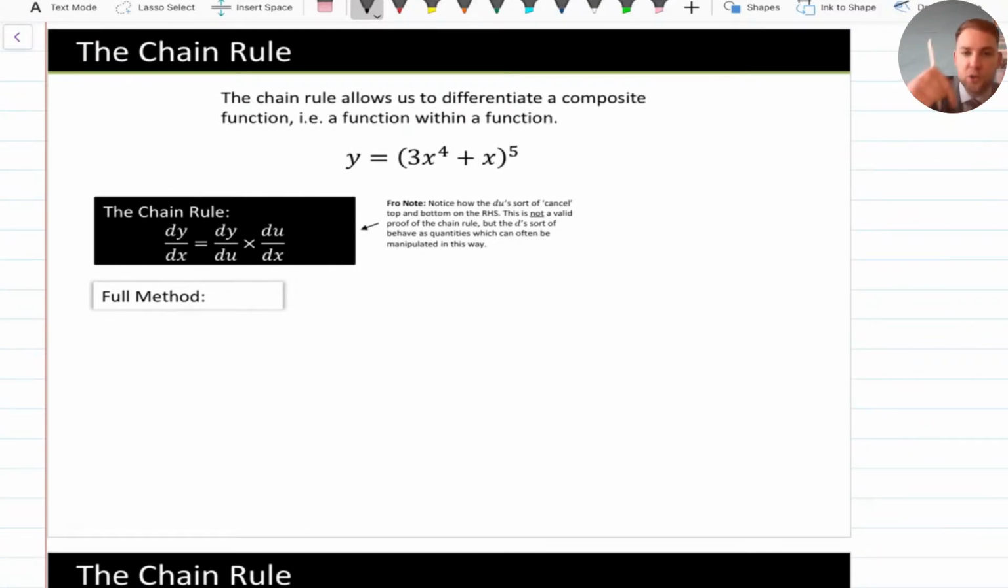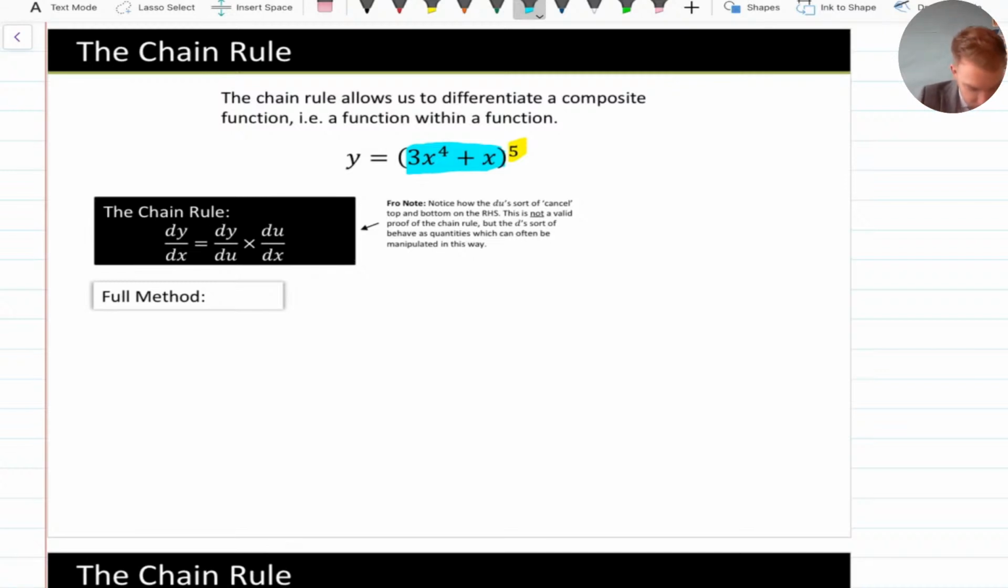Okay, and this is where we've got a function inside a function. Now, when you've got a function inside a function, you start from the most outer layer, and then you differentiate all the way down and in. Okay, so let's have a look at this one here. Get this one down as example 1. This one's only got two layers. The outer layer is this to the power of 5, and then the inner layer is this part here, the 3x to the 4 plus x.